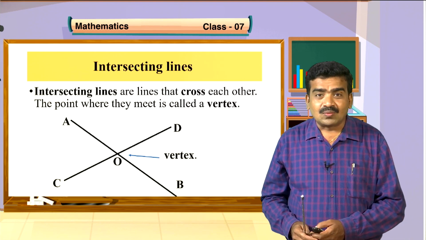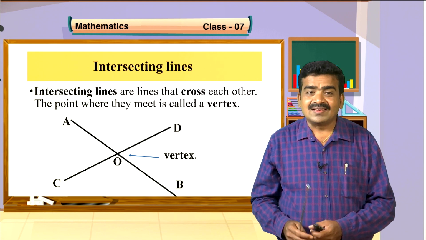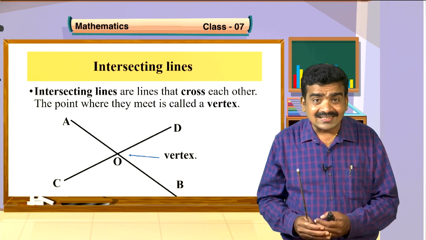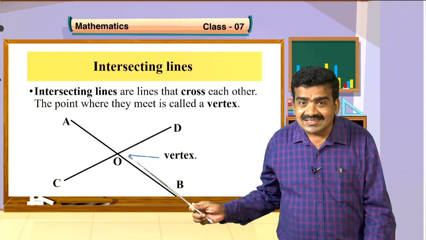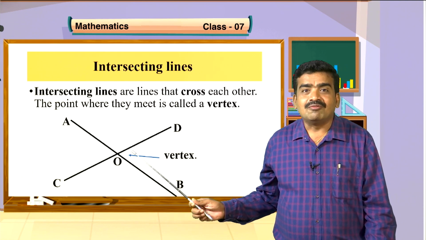Can you repeat what is the meaning of intersecting lines? Yes, intersecting lines are lines that cross each other, and these intersecting lines will have a vertex.